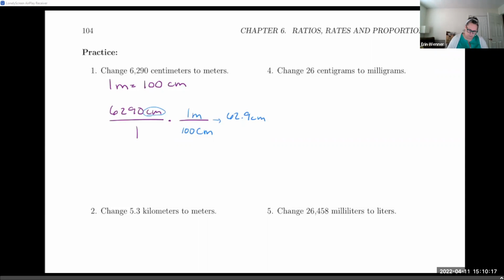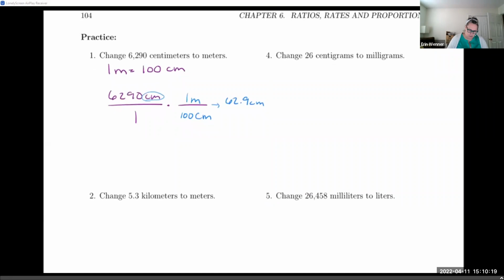Okay, so I want you to try number 2, convert 5.3 kilometers to meters.